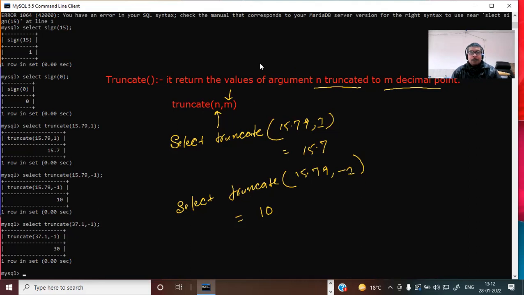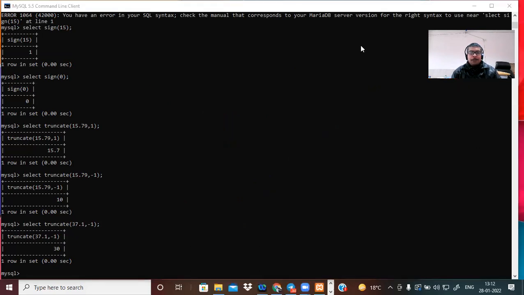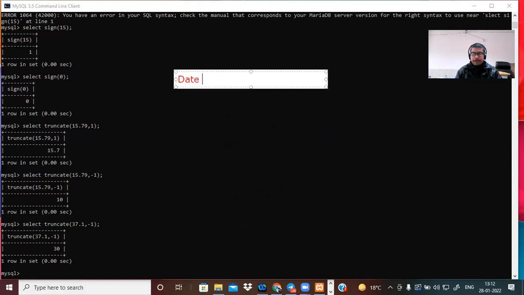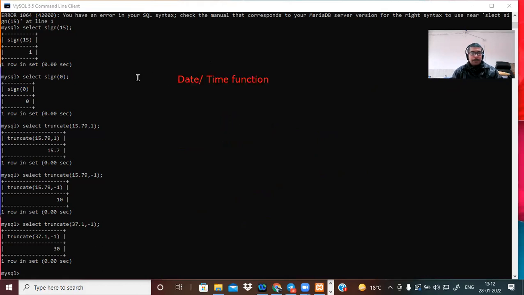So this is all about the numeric functions. Now we have the date and time functions. This is very important. Similarly, we will learn about the date and time functions. We will see each one of them separately. First we will see CURDATE.